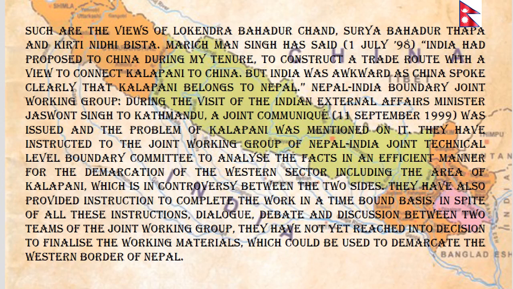Nepal-India Boundary Joint Working Group: during the visit of Indian External Affairs Minister Jaswant Singh to Kathmandu, a joint communiqué, September 11, 1999, was issued and the problem of Kalapani was mentioned in it. They instructed the Joint Working Group of the Nepal-India Joint Technical Level Boundary Committee to analyze the facts in an efficient manner for the demarcation of the western sector, including the area of Kalapani, which is in controversy between both sides. They also instructed it to complete the work on a time-bound basis. In spite of all these instructions, dialogue, debate, and discussion between the two teams of the Joint Working Group, they have not yet reached a decision to finalize the working materials which could be used to demarcate the western border of Nepal.